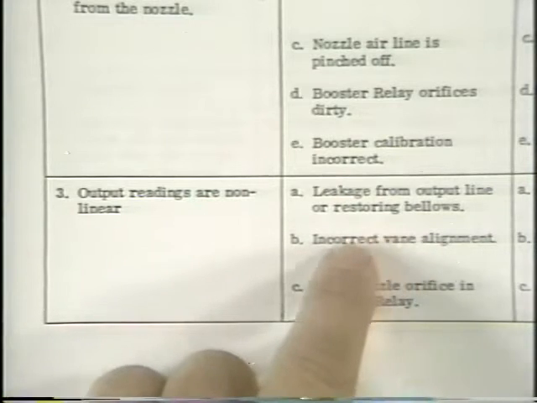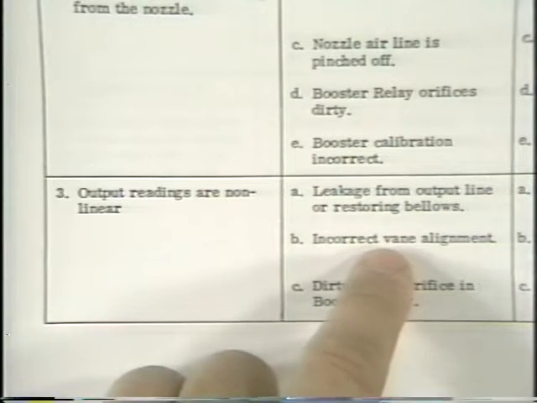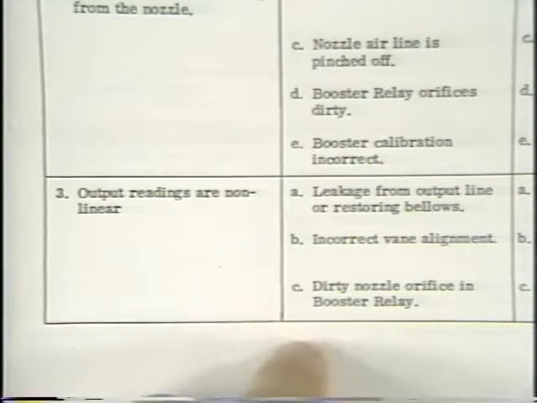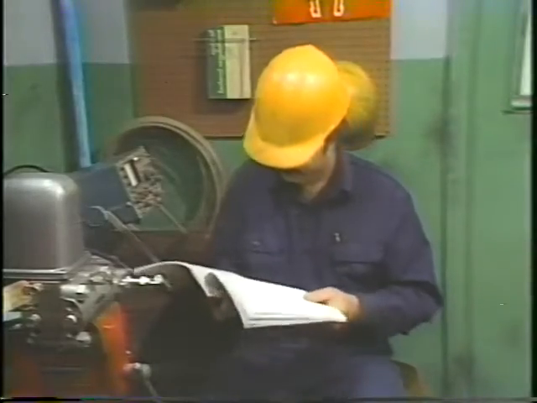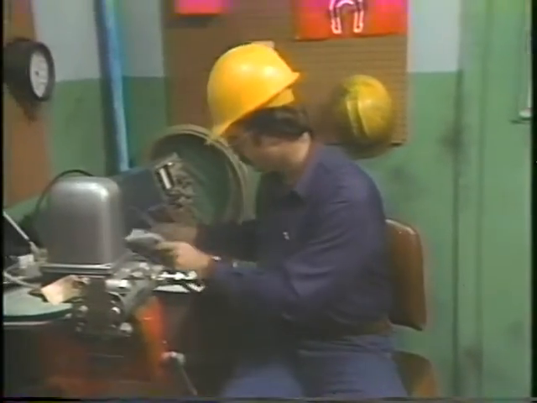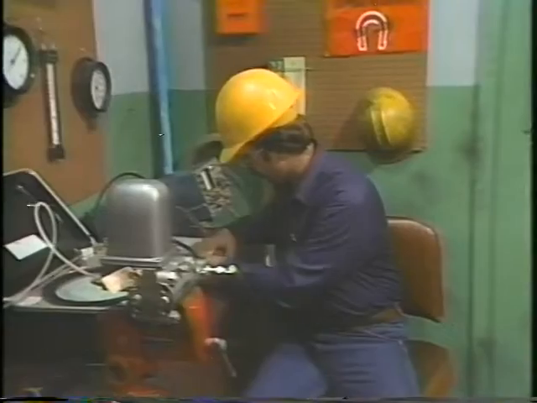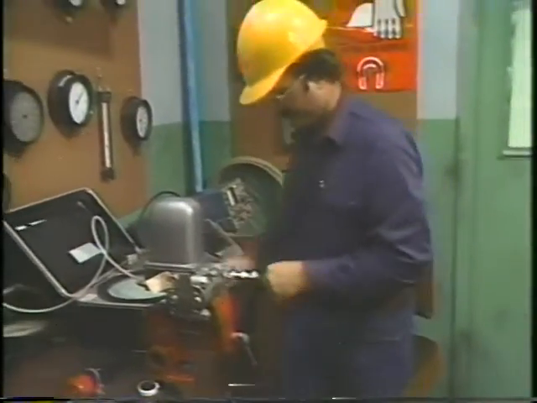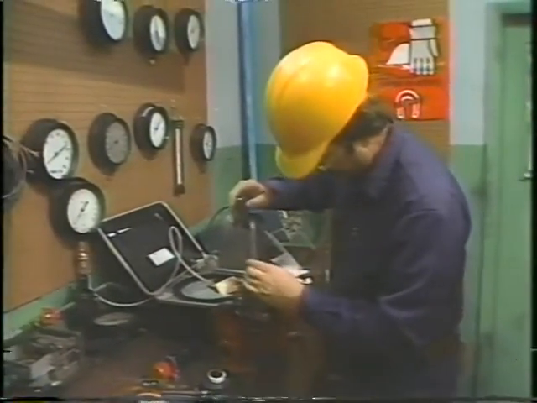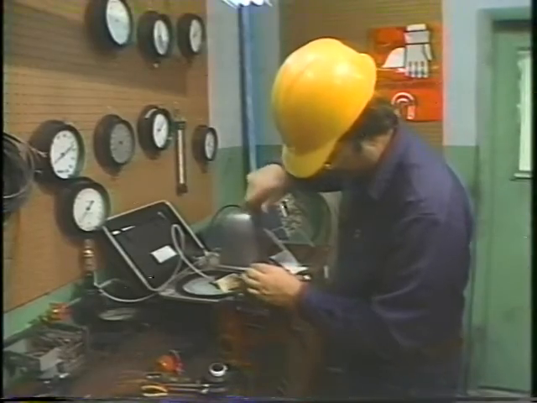Leakage from output line or restoring bellows, incorrect vane alignment, dirty nozzle orifice and booster relay. I'll have to check that vane nozzle relationship. It seems to be the most likely problem. To do that, I'm going to have to take the cover off the transmitter. I'll loosen these screws.